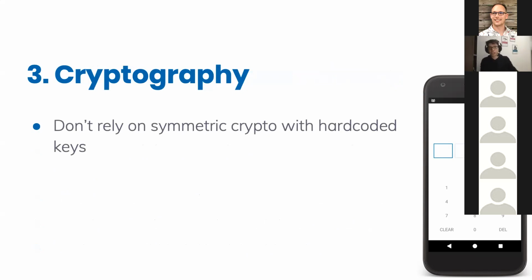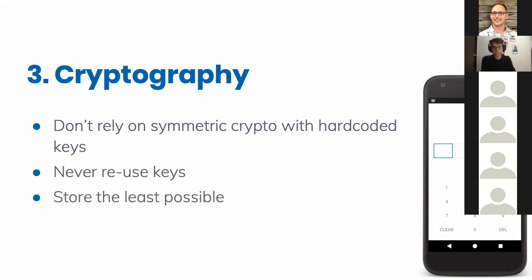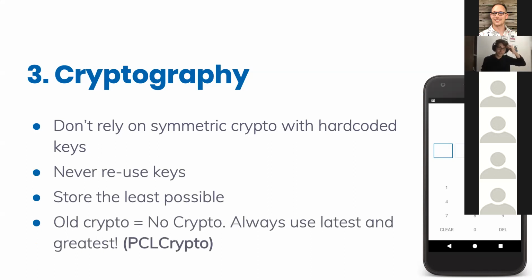So chapter 3, good old crypto. First one, don't ever rely on symmetric crypto as much as you can. Please just don't use it. And if you do, then don't hardcode your keys. And more than everything, don't place your algorithm next to your keys. That's like having the keys, the cheese and the mouse next to each other. So just try not to do that. Never reuse the keys. And as we mentioned before, store the least possible. And last but not least, you need to think about this in a very paranoid way. If you use weak crypto, then that's the same as using no crypto. It takes nothing.